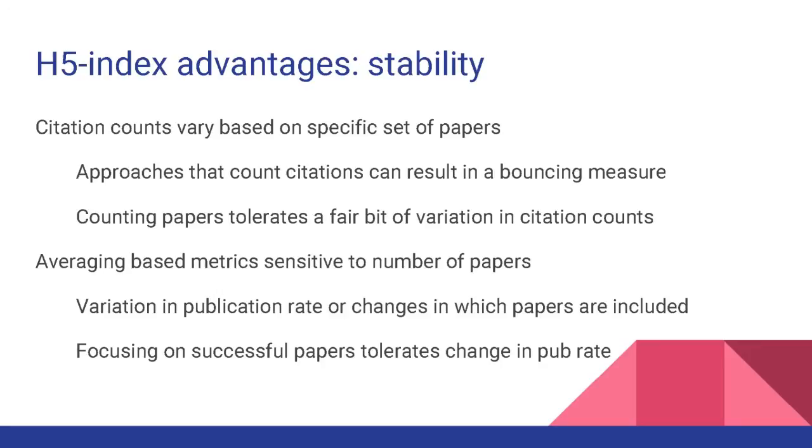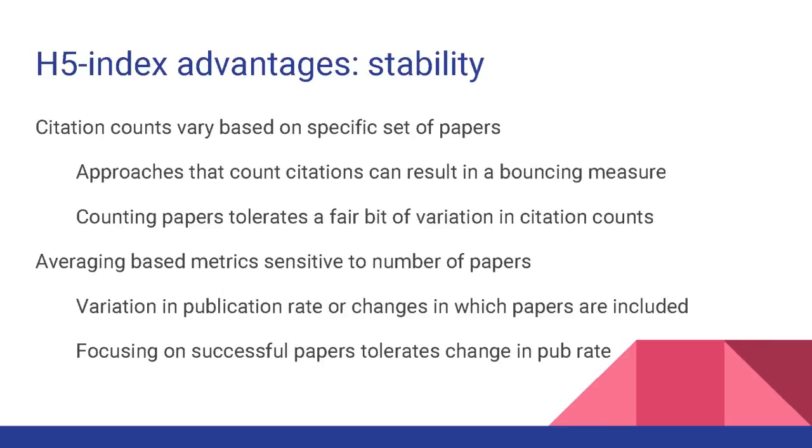Citation counts will vary year by year because they depend on the specific set of papers that are included. Approaches that count citations will bounce. You do an average, you do a median, you're going to bounce. Counting papers will tolerate a fair bit of variation. If today your most cited paper had 1,000 citations and next year it had 800, it doesn't change your measure. The number of successful papers remains successful. The notion is not whether the specific number is 800 or 820, but rather whether both papers have been successful, have had wide impact on how people see that field.